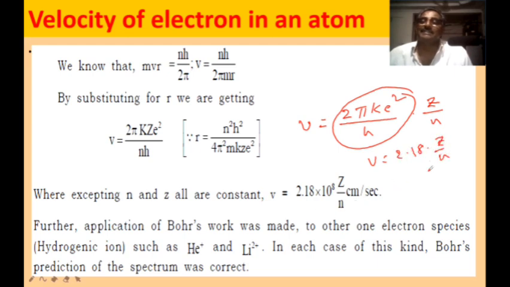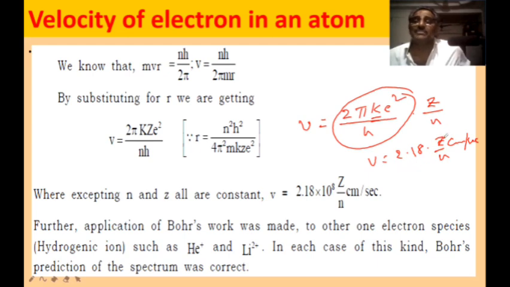We get this in centimeters per second. Velocity will be obtained in centimeters per second if these values are substituted in the CGS system. In the CGS system, the value of K is equal to 1, the value of e is equal to 4.8 into 10 to the power of minus 10 electrostatic units, and h is equal to 6.625 into 10 to the power of minus 27 ergs. If those values are substituted, v will be 2.18 into z by n.